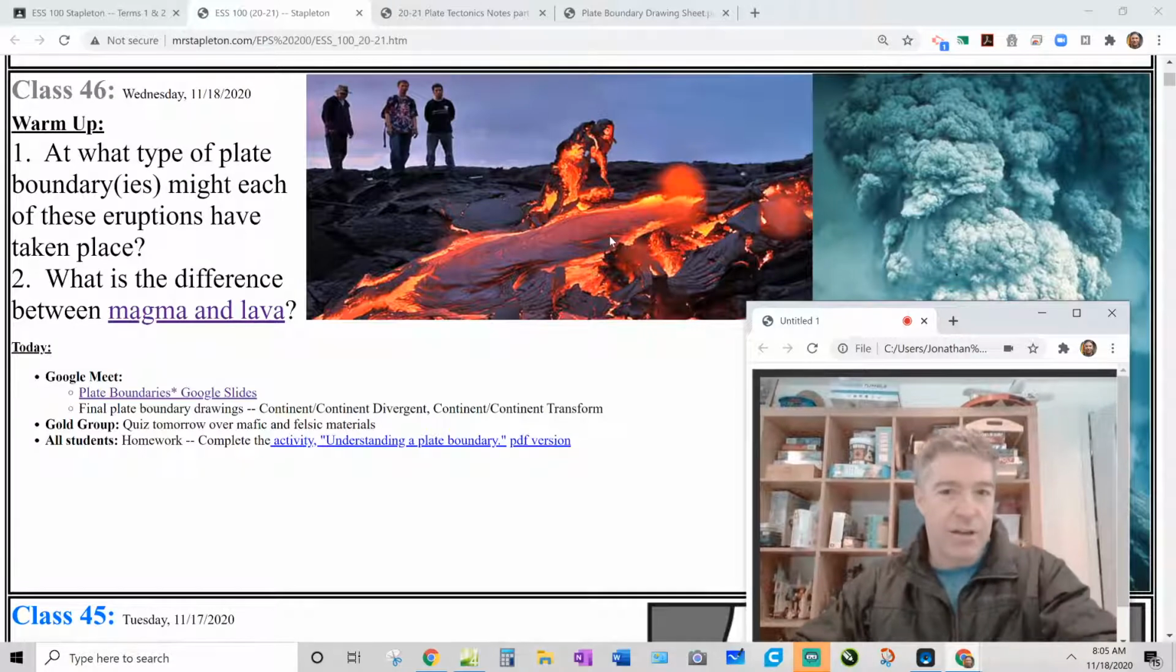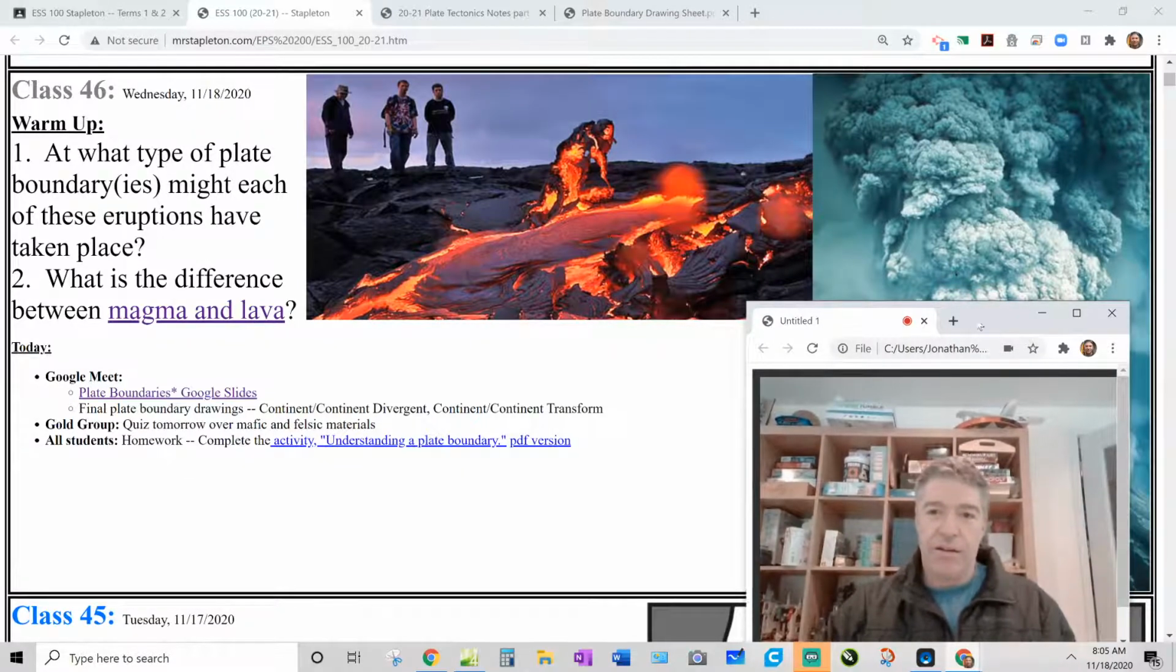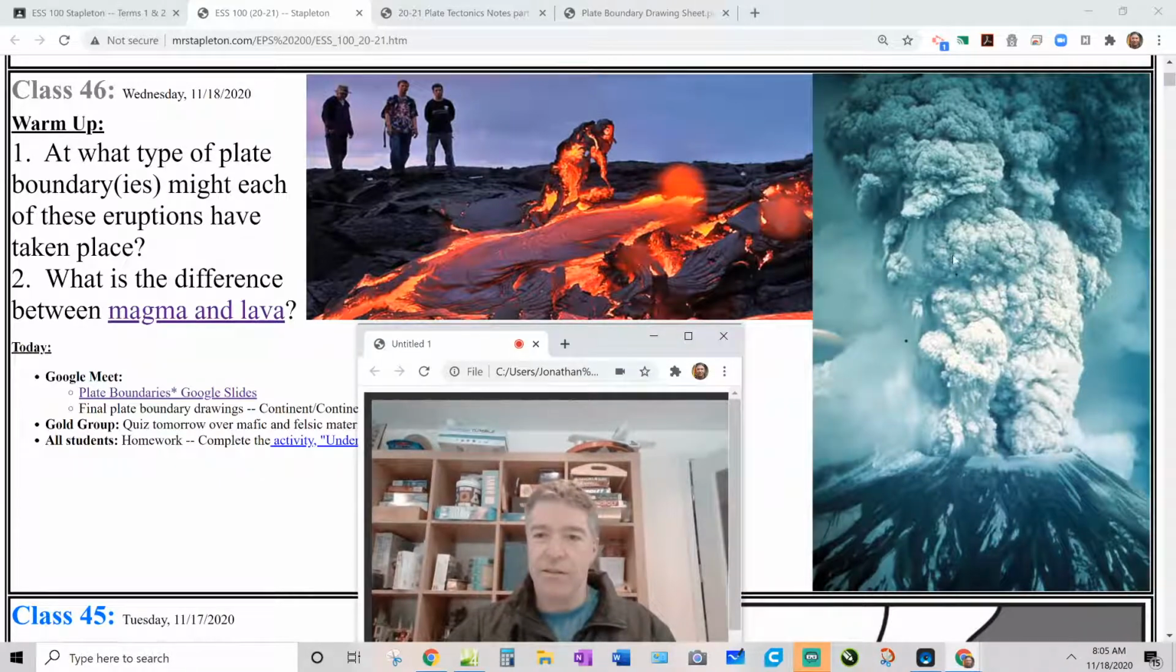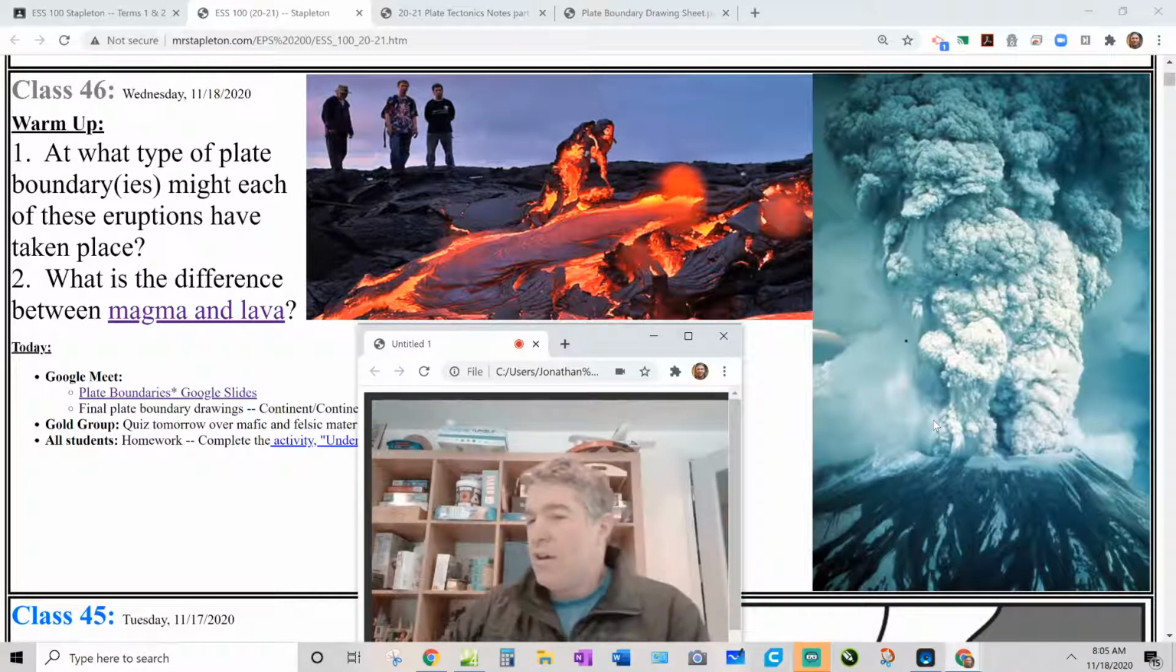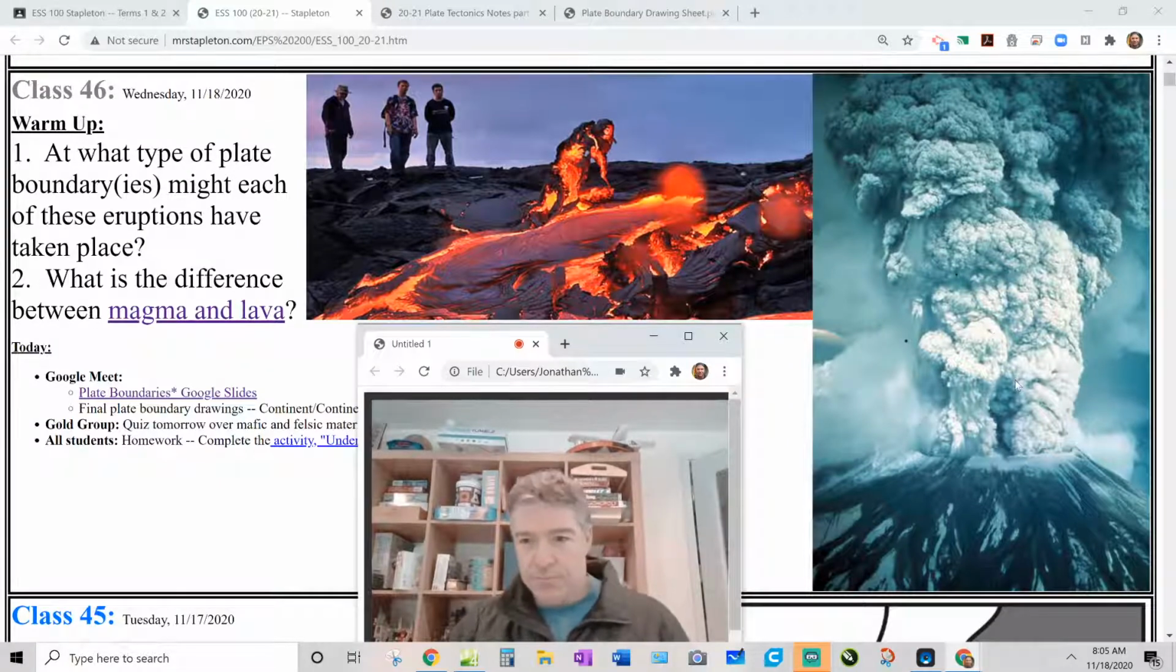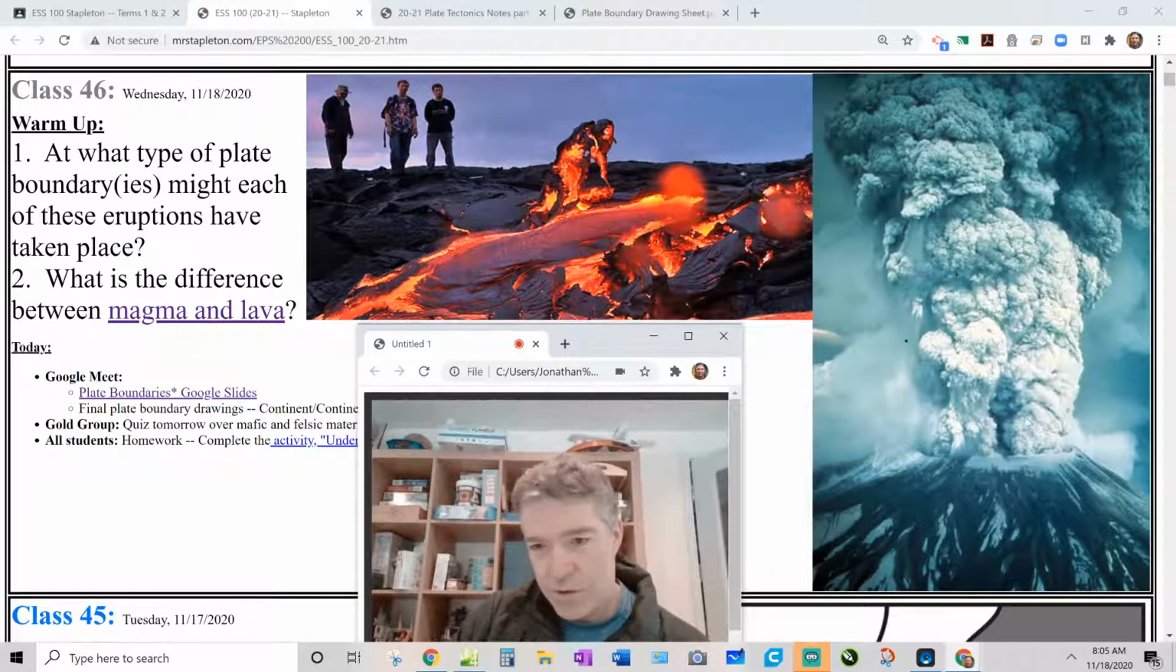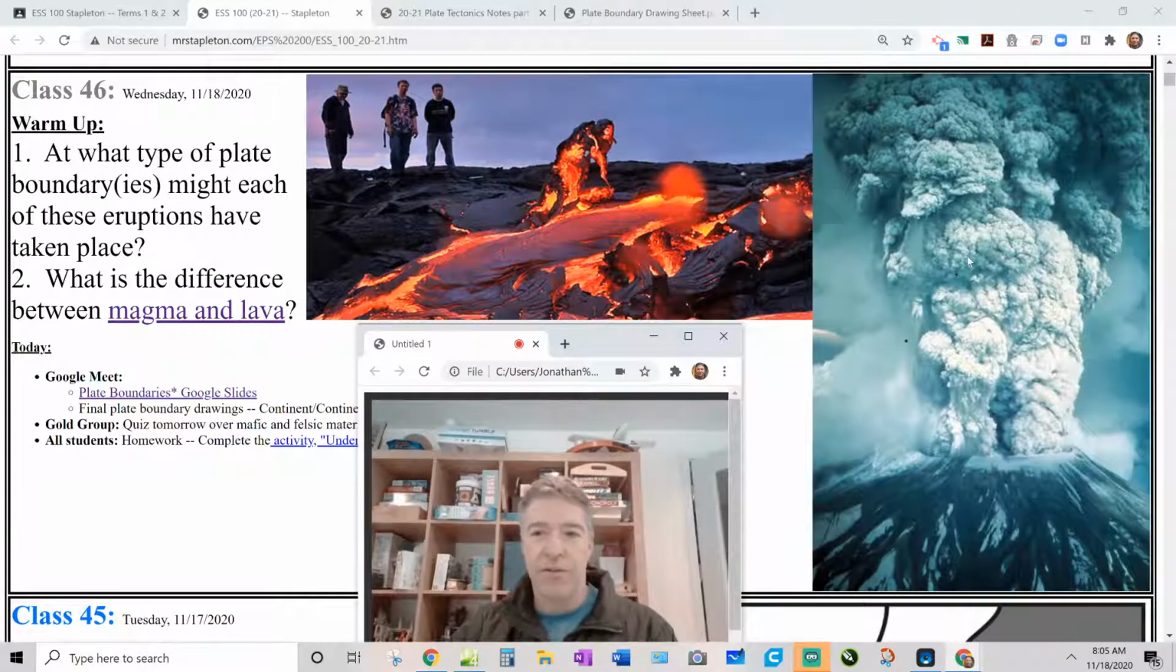Some people standing looking at a lava flow, and hopefully nobody's standing looking at this big one. This is called a pyroclastic flow, or a pyroclastic eruption, or you could just think of it as a felsic eruption. So that's the really explosive kind. If you're miles away from that volcano on the right, you could die. And then you can see these people up in the top. They're just a few meters away, and they're okay. But if you get a few inches away, that lava is hot enough it could burn you, even if you don't touch it. So the question is, what type of plate boundaries might each of these eruptions have taken place?